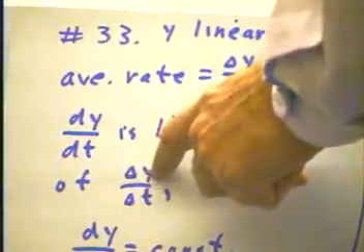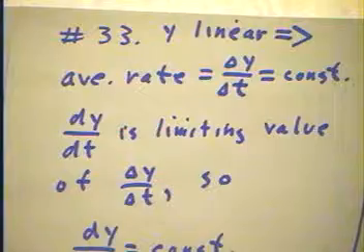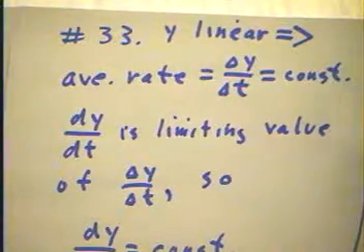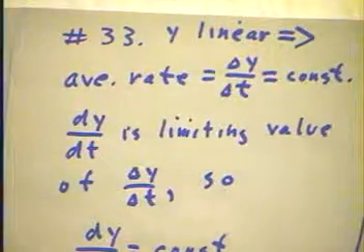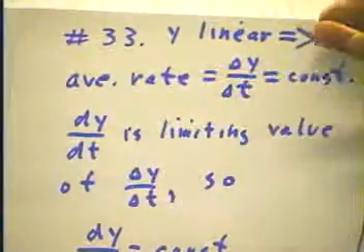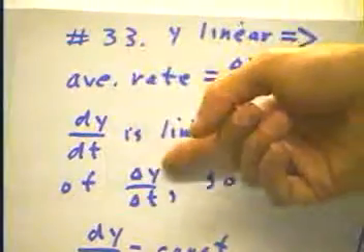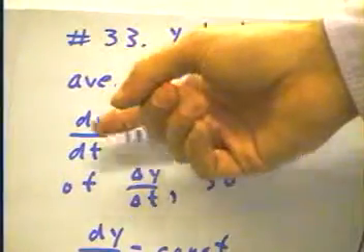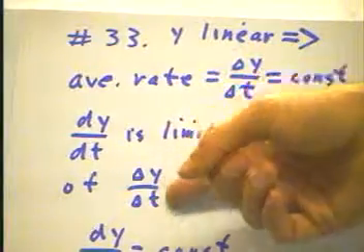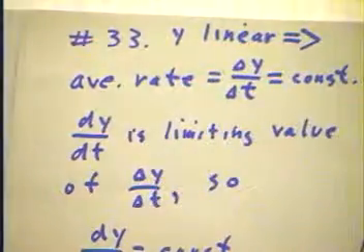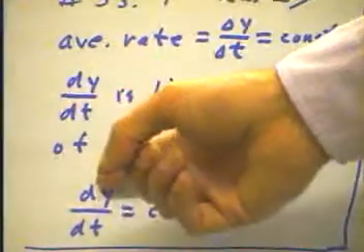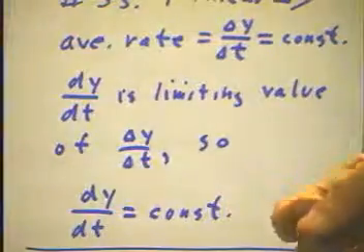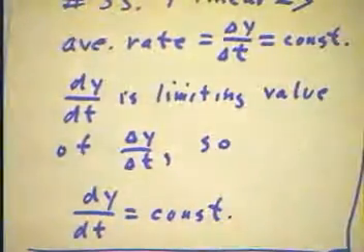Now dy over dt is what we use for the limiting value of delta y over delta t. That is, as we take smaller and smaller slope triangles, we get a limiting value, and that's what we call dy over dt. Clearly, delta y over delta t is always the same, so it doesn't matter how small we take the triangle. We're still going to get the same thing. So dy over dt is just going to be equal to delta y over delta t, which is constant. So we say that the approximation here is dy over dt is constant. And that's how we characterize a linear function.